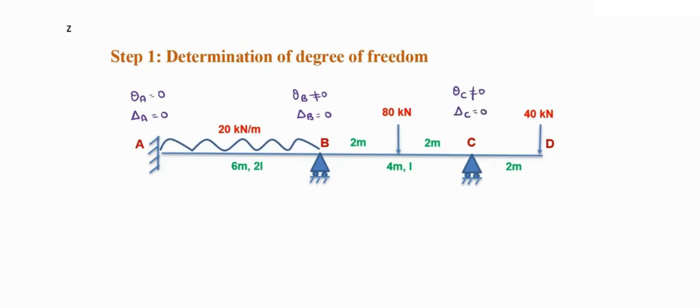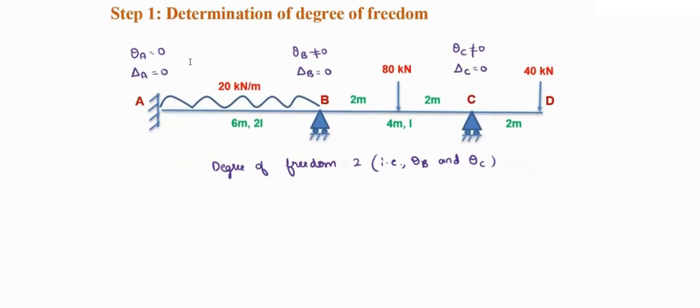So that means here you have a degree of freedom of 2. So the degree of freedom is equal to 2. Here 2 unknowns are there, that is theta B and theta C. So this is your step 1.